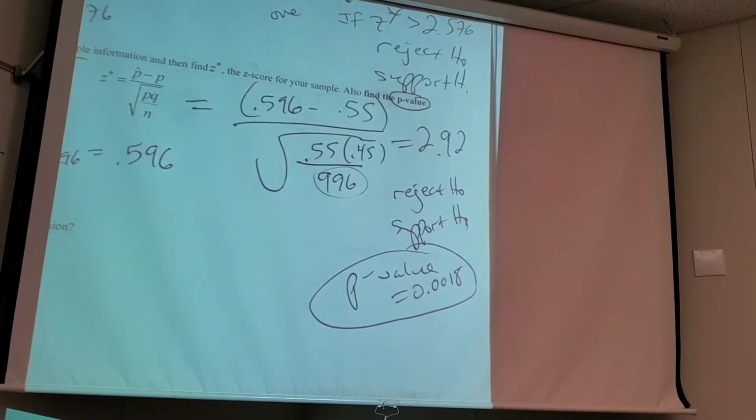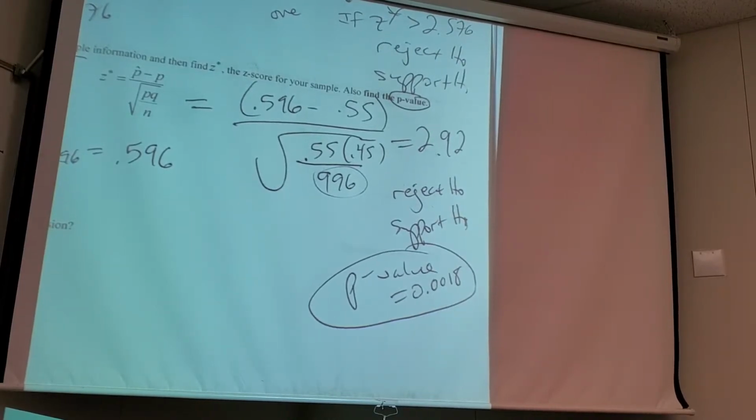Now there's a lot more to this story. There's something I haven't talked about yet that I don't know if anybody's run across in the homework yet: type 1, type 2 errors. I'm going to talk about that right after you finish this conclusion.